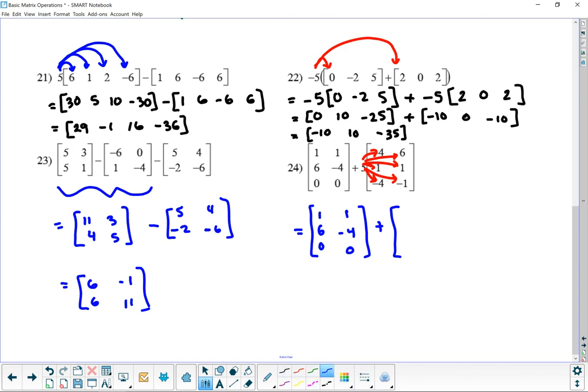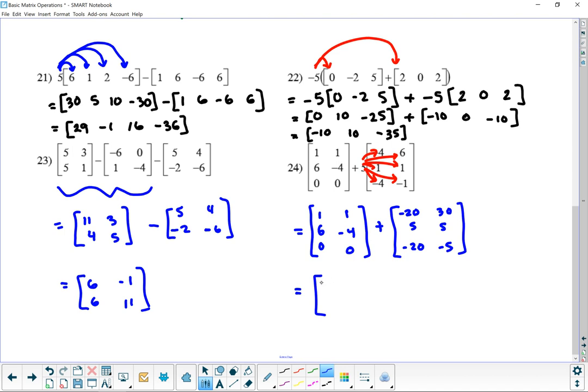So 5 times negative 4 is negative 20. 5 times 6 is 30. 5 times 1 is 5. 5 times 1 is 5. 5 times negative 4 is negative 20. 5 times negative 1 is negative 5. And then finally, you're going to wrap it up by adding them.